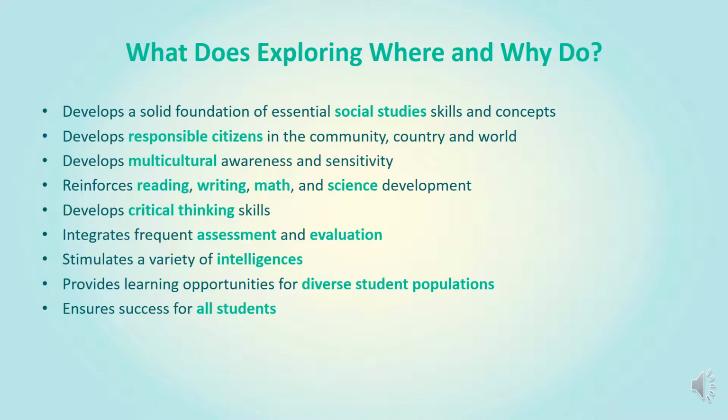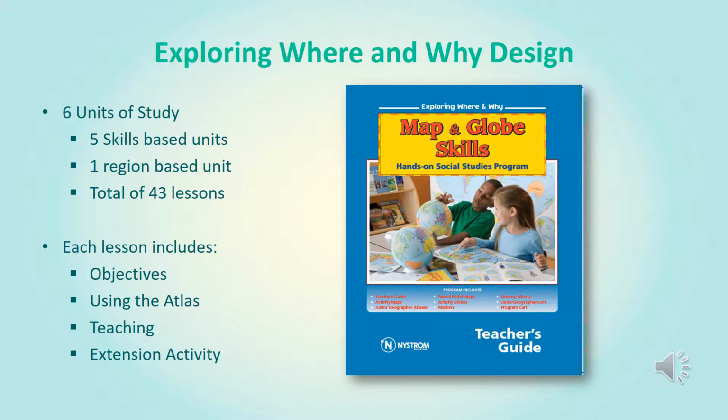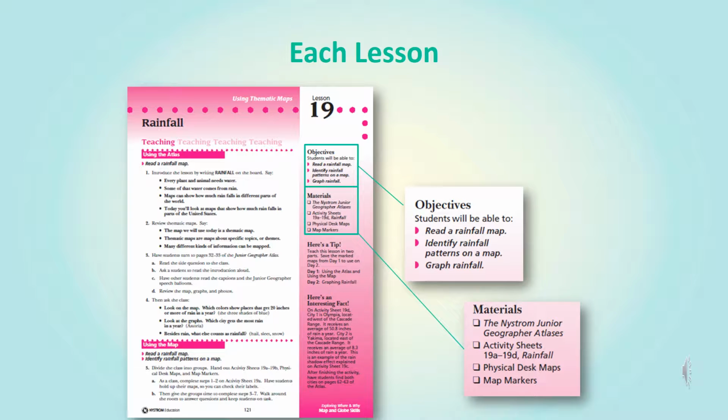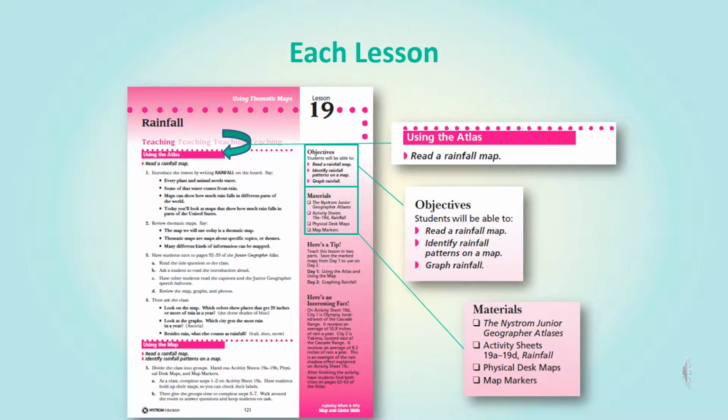Within your program, there are 6 units of study. 5 units are skill-based, and 1 is based on regions, for a total of 43 lessons. Within those lessons, you have objectives that are stated for each lesson. Then you have a Using the Atlas activity that starts out each lesson, a teaching section where you have step-by-step instructions, and extension activities are included in every lesson. Here's an example. You have your objectives, you have the materials needed for the particular lesson, and then you have your Using the Atlas section that gets you started.